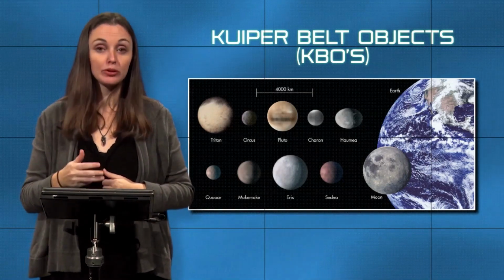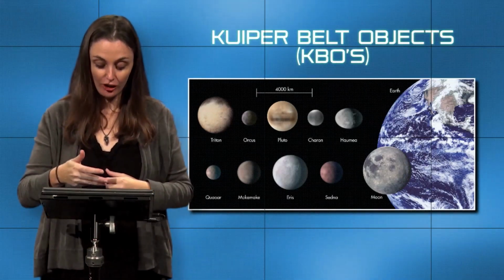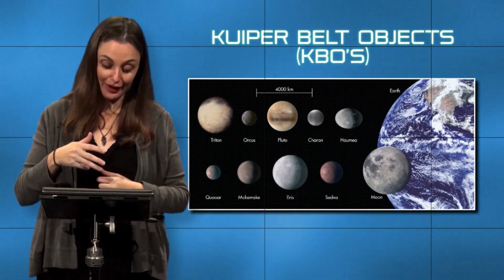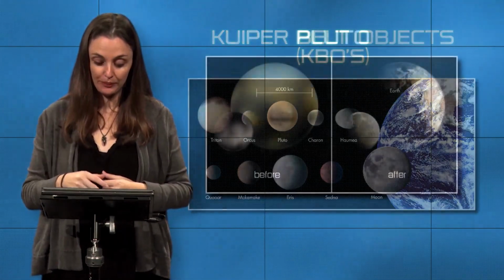So you can even see that Pluto is not even the largest. So trying to call it a planet would necessitate calling absolutely this dwarf planet Eris, or this Kuiper belt object Eris, a planet as well, because it's far larger than Pluto.